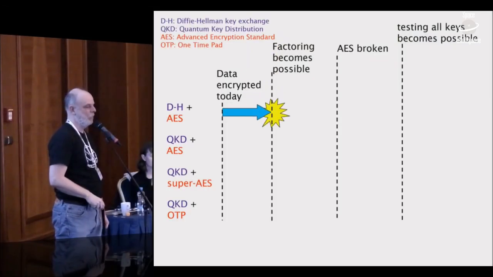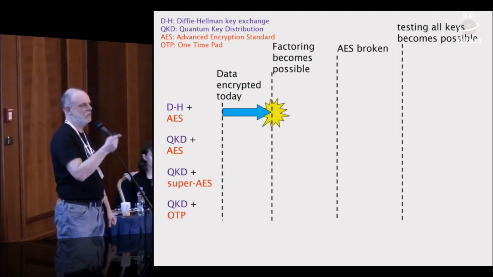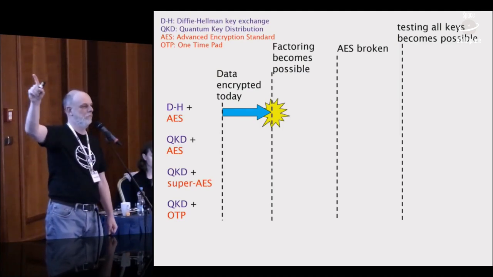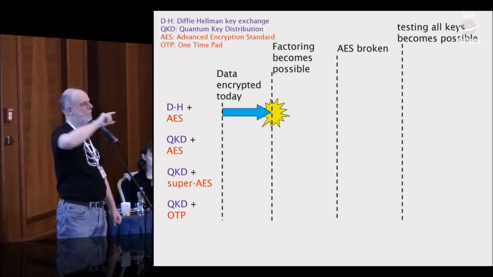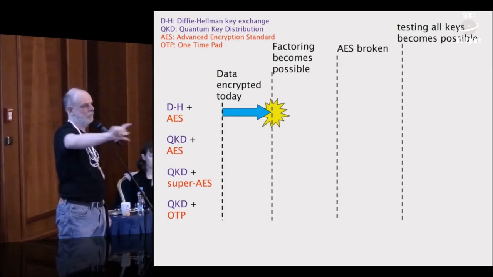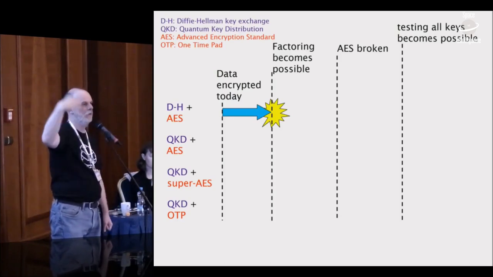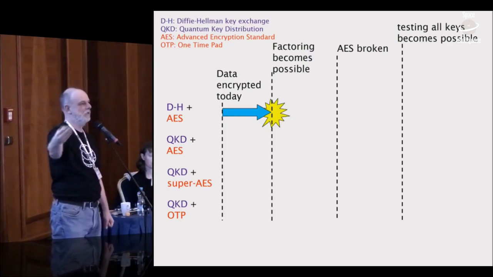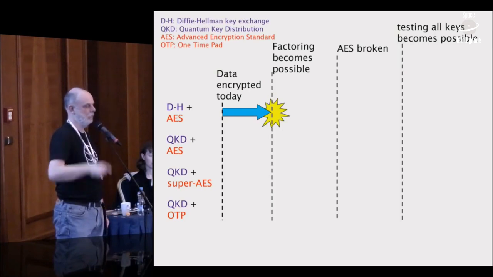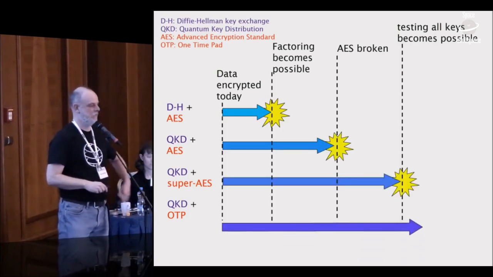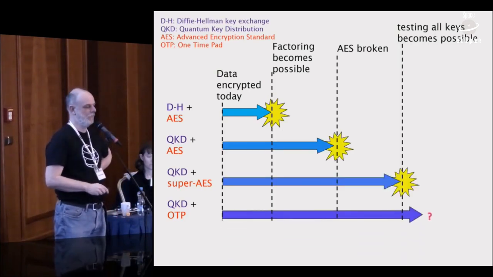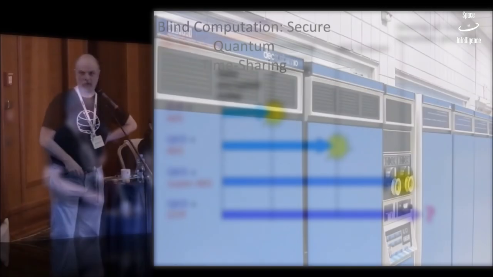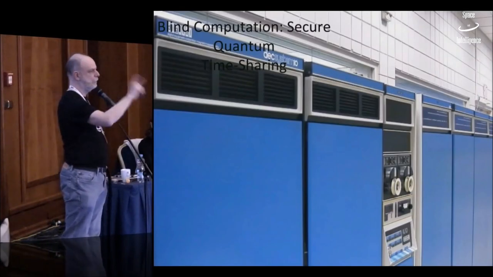Is this useful? If you encrypt data today, the data is secure from now until someone factors a number. If they have recorded your encrypted conversation today that's being sent across the network, and then in 10 years this factoring becomes possible, then they can decrypt the conversation you're having today, 10 years from now. And ultimately, of course, we want to get to using this as a one-time pad, and theoretically it'll stay secure forever. All right, so that's the crypto use case.